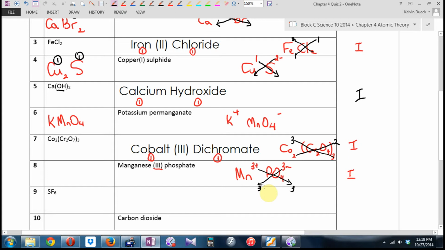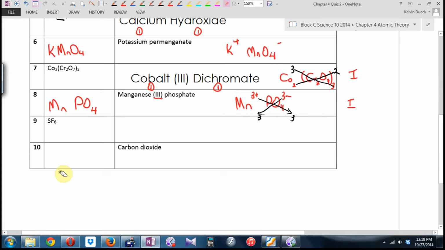I reduce them to lowest terms, which isn't technically lowest, but that's what we say in science, even though lowest terms really means something different. But you know what I mean. So it's going to be Mn and PO4, one of each. Brackets are optional. 1 mark for the PO4, 1 mark for the Mn. Brackets are optional, yep.